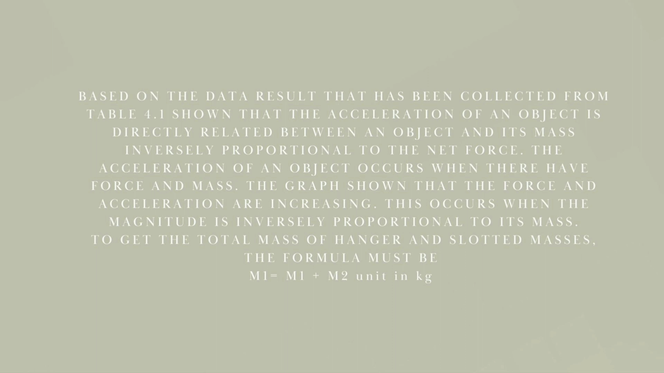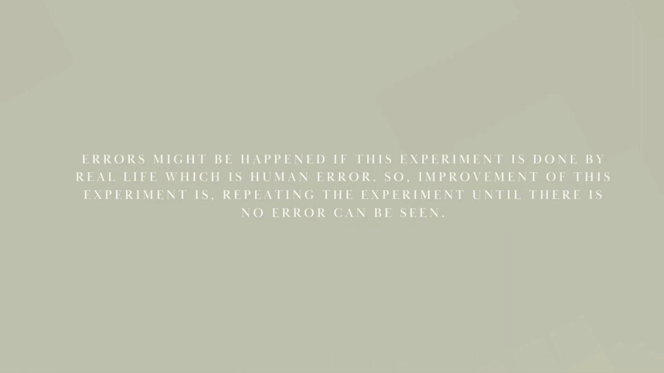To get the total mass of hanger and slotted masses, the formula must be M equals M1 plus M2 and the unit must be in kg. Errors might happen if this experiment is done in real life, which means human error. So, the improvement of this experiment is repeating the experiment until no error can be seen.